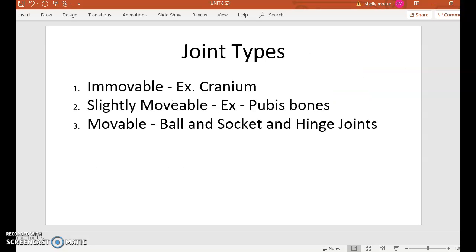And then there are the different types of joints. We have joints that are considered immovable. An example of an immovable joint would be the cranium, because there are sutures there, but they are closed, they don't move. Slightly movable would be your pubis bone, and then freely movable would be ball and socket and hinge joints.